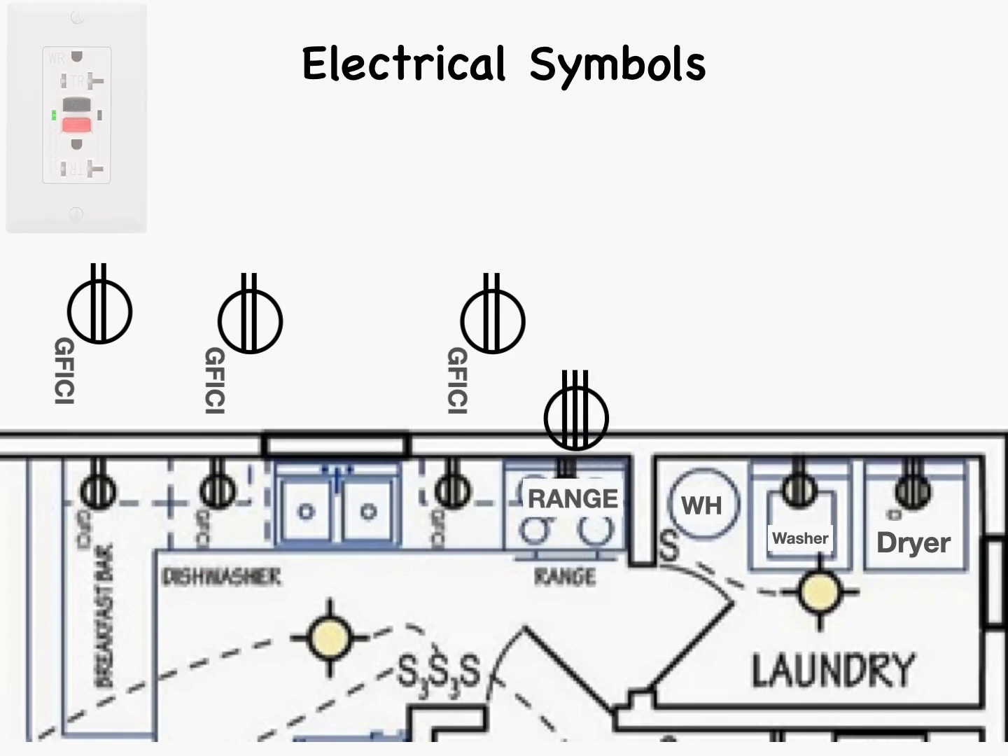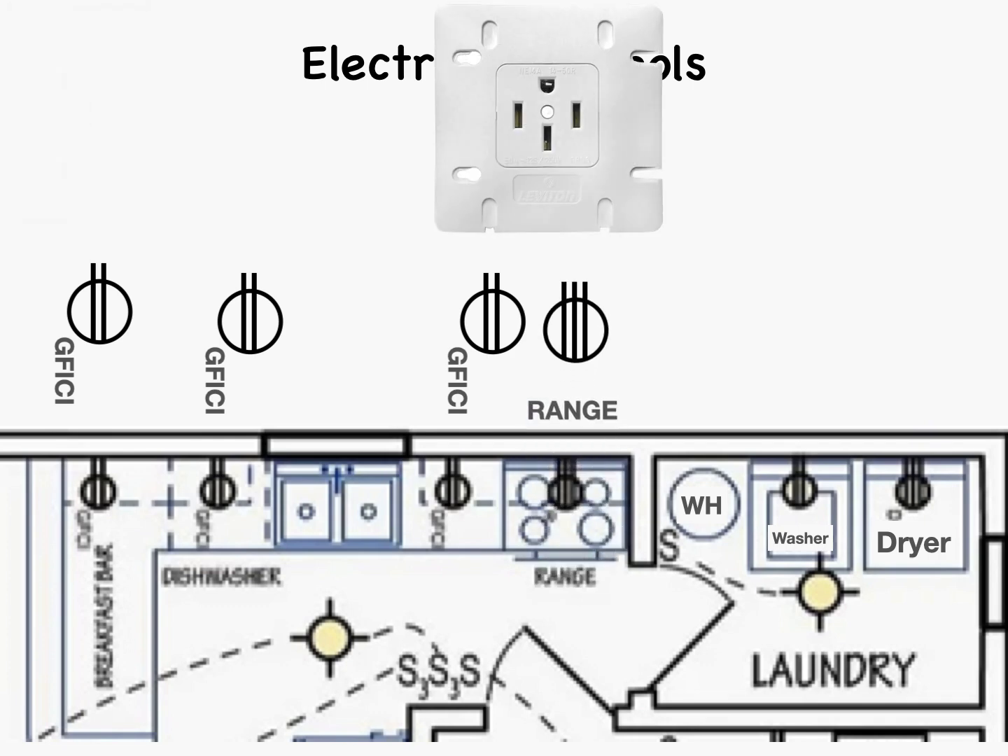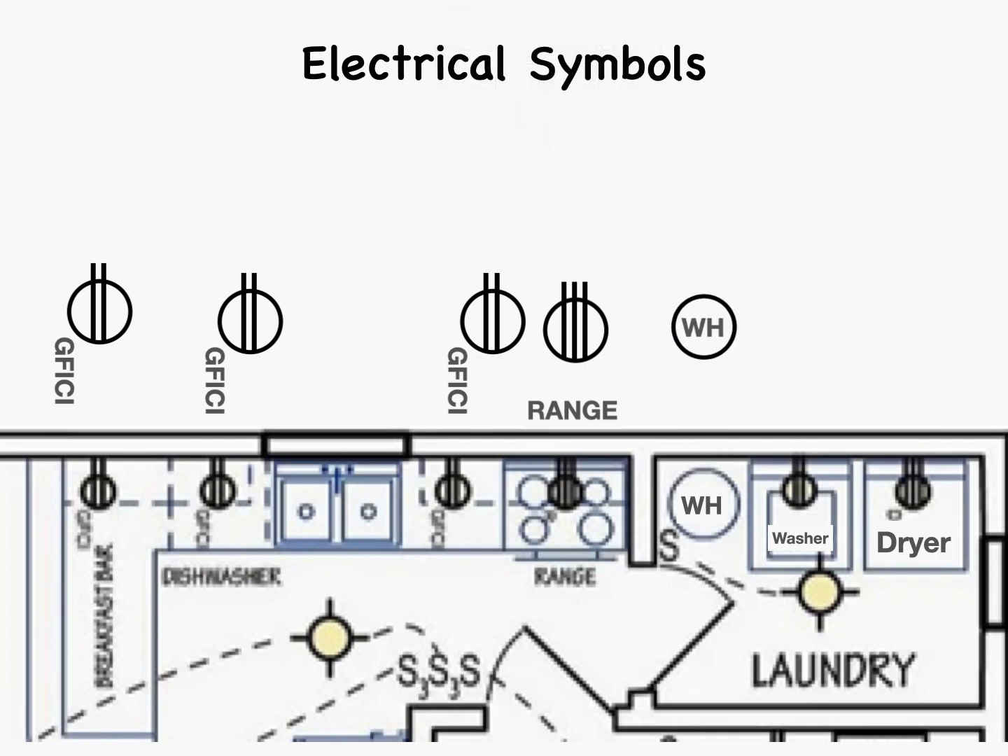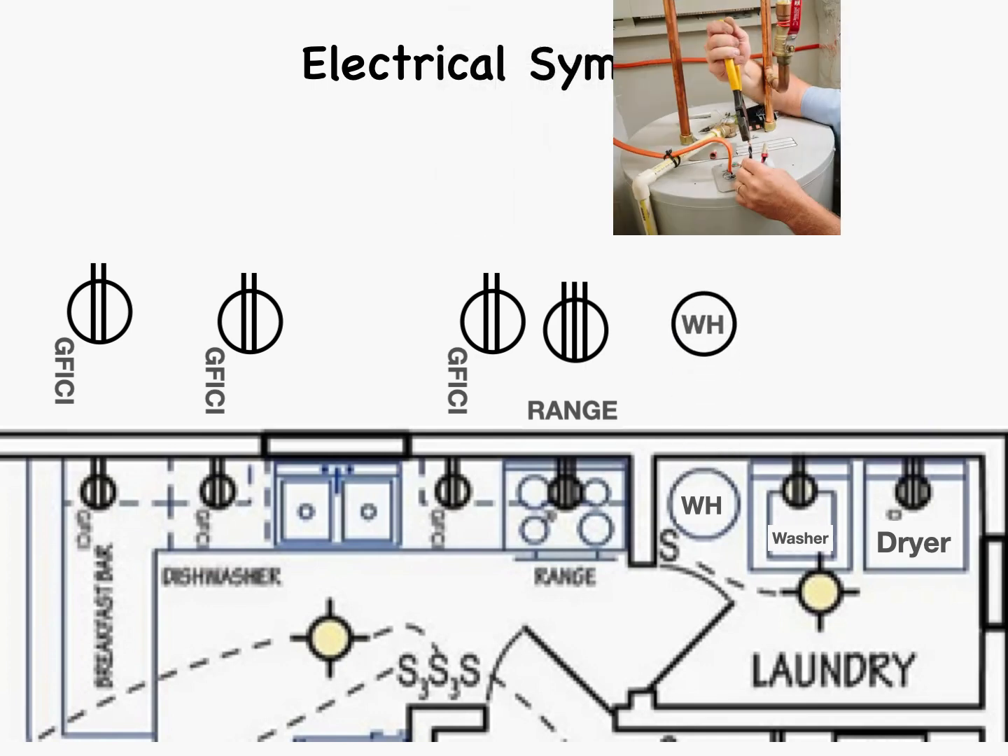This symbol indicates that a special 40 amp range receptacle is located here, and is protected back at the panel by a 40 amp breaker. This item indicates that a water heater is going to be located here. The size of the water heater will dictate the gauge of the wire and the amperage protection needed back at the panel. The circuit is usually wired directly into the hot water heater itself.